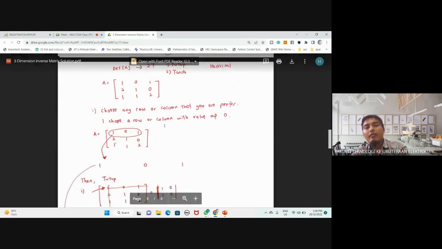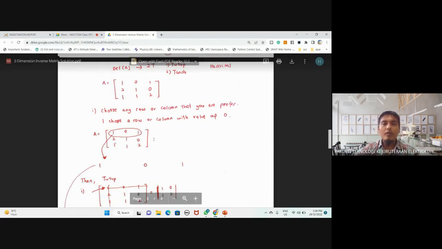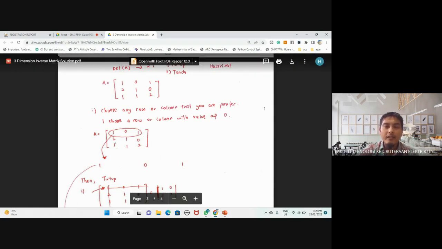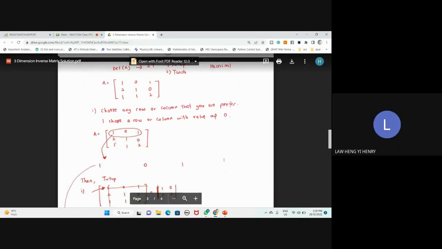Okay, I would like to ask you, to get the determinant of A, I can choose any row or column that I would like. So according to this statement, choose any row or column that you prefer. Why do I choose 101 in here? Anyone would like to comment by reading the statement? Why do I choose the 101 row? Contains 0.